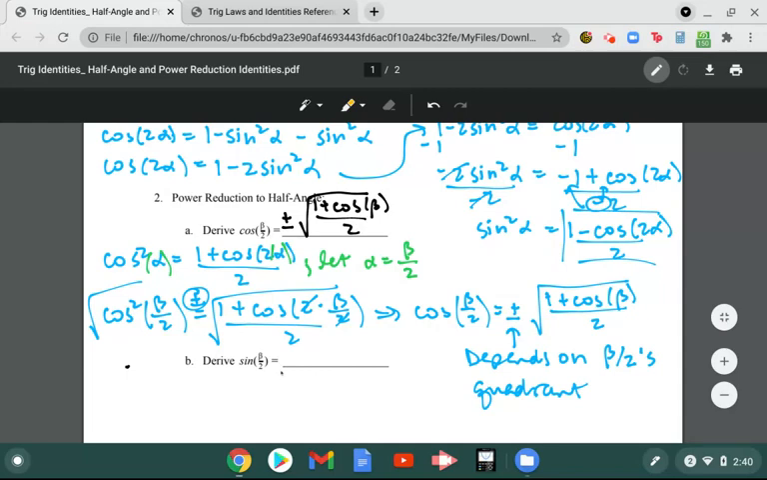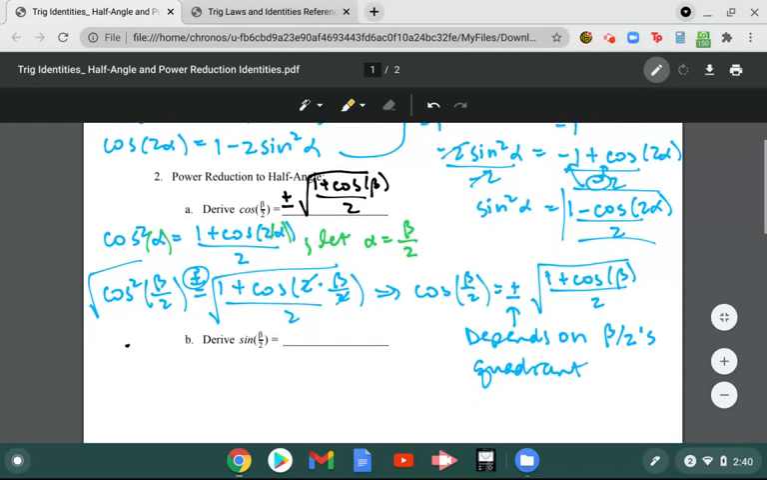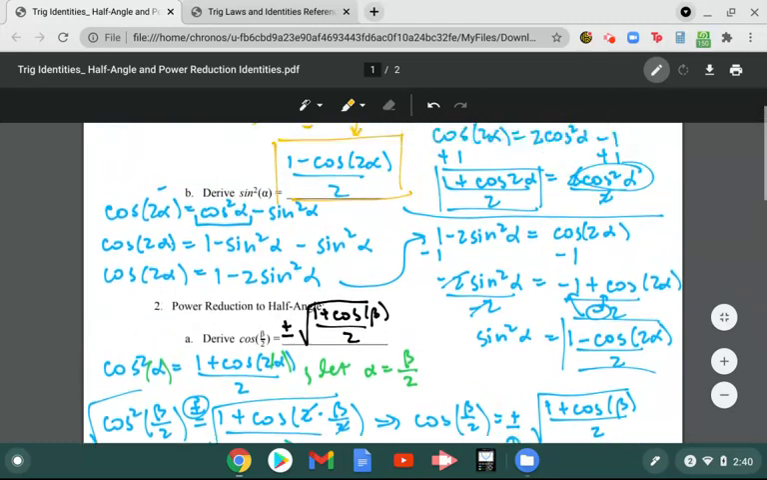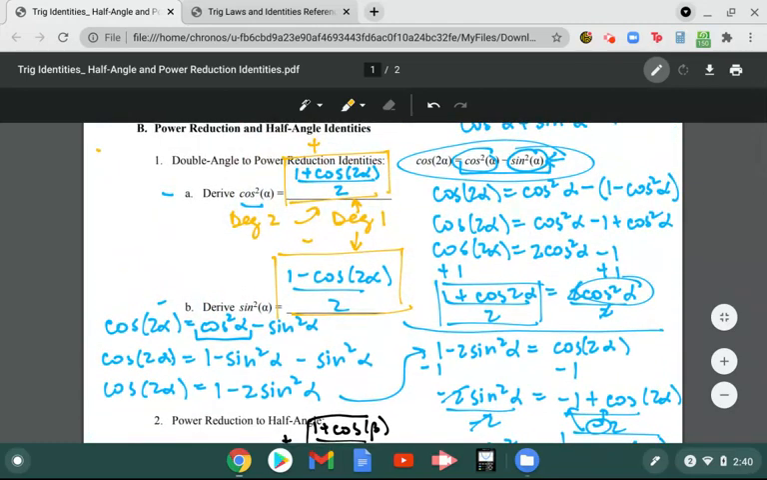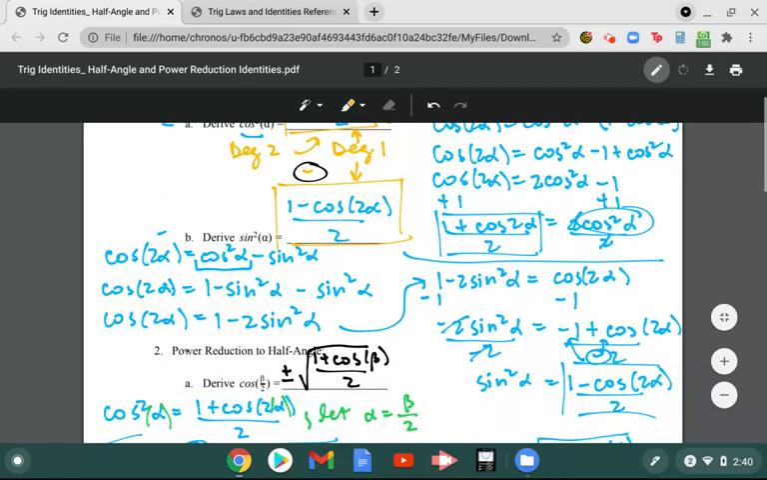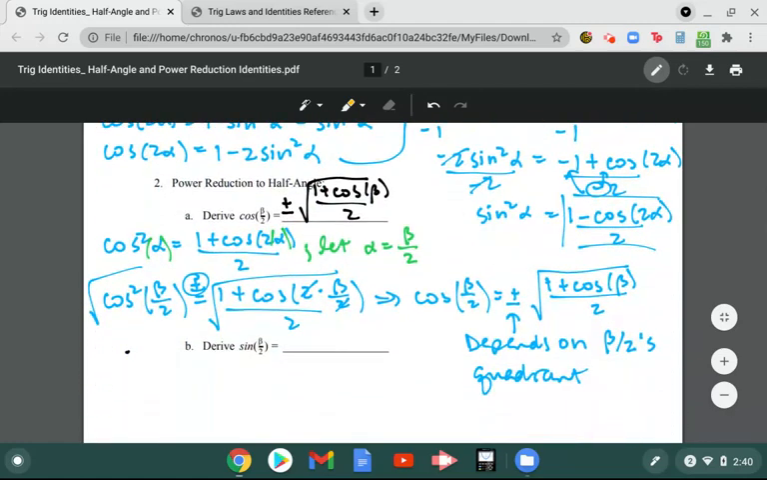I can do the very same derivation for sine. Remember, the only difference between our sine squared power reduction formula and the cosine squared power reduction formula was the positives and negatives. So I actually don't need to go through and do all of that math. To get to the sine of a half angle, everything's identical except that sign. So square root of 1 minus cosine beta divided by 2. And again, that plus or minus depends on the quadrant that beta divided by 2 lives in.